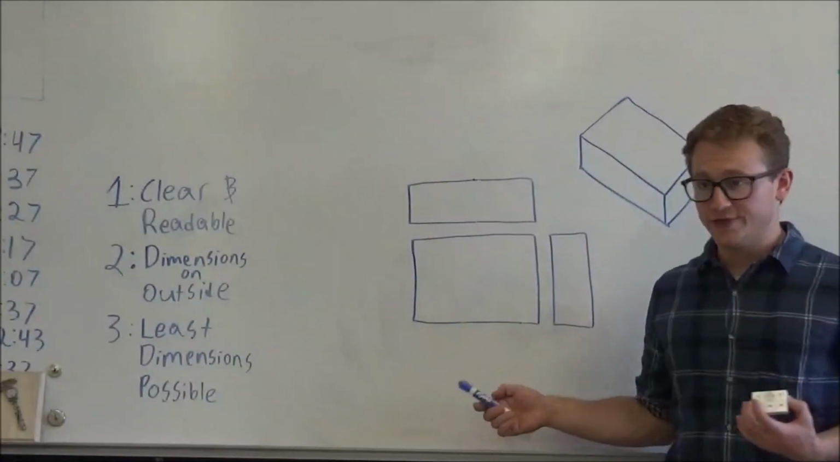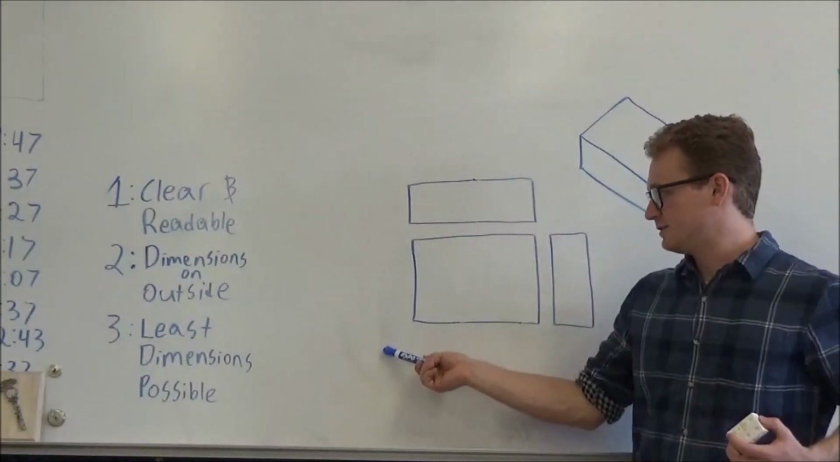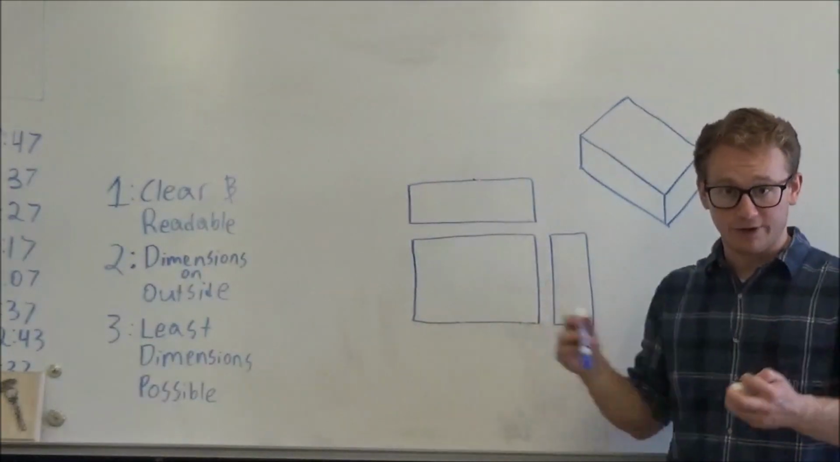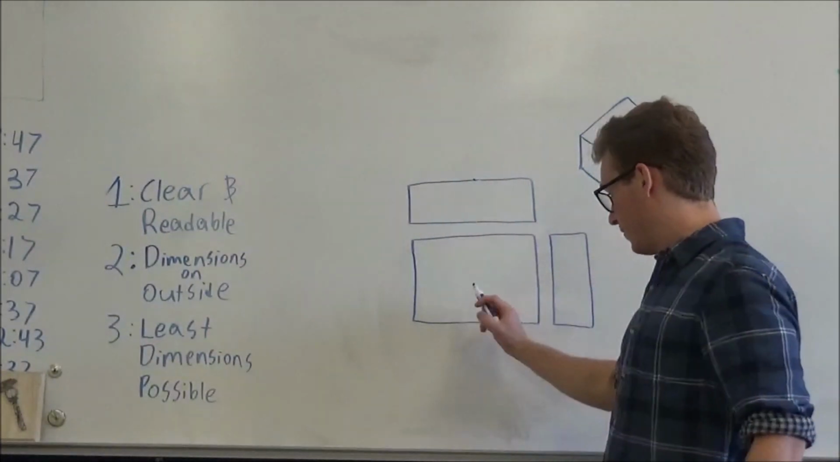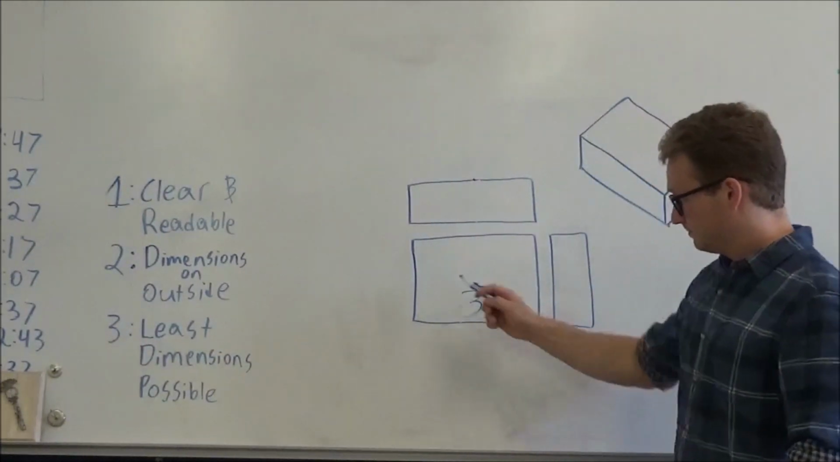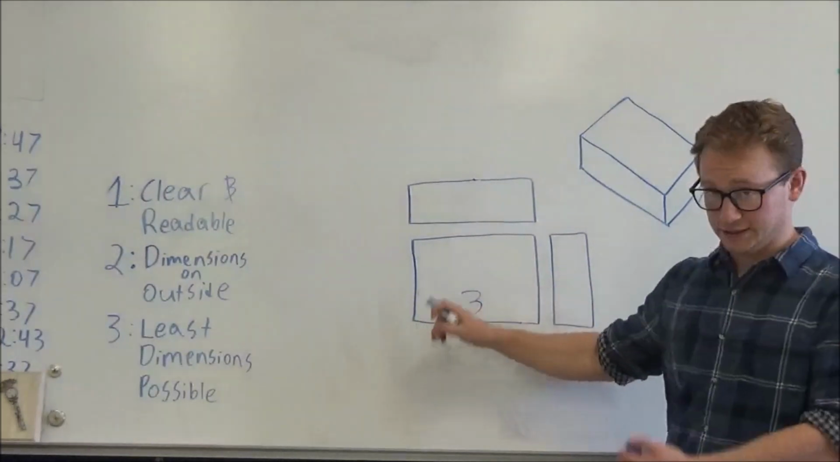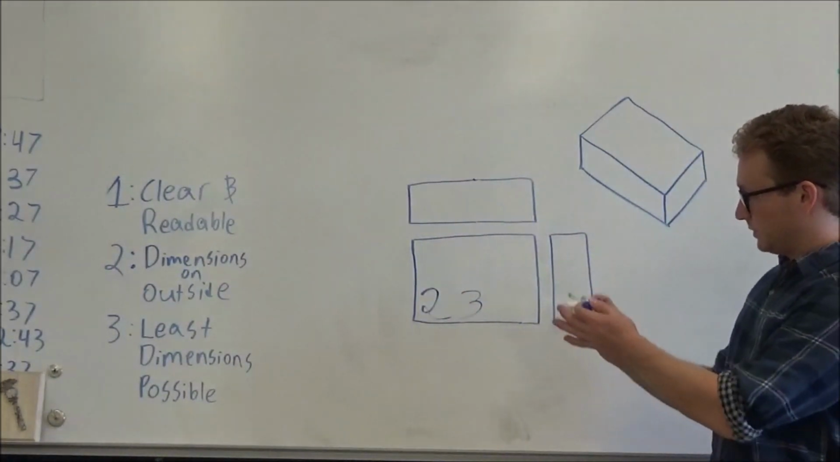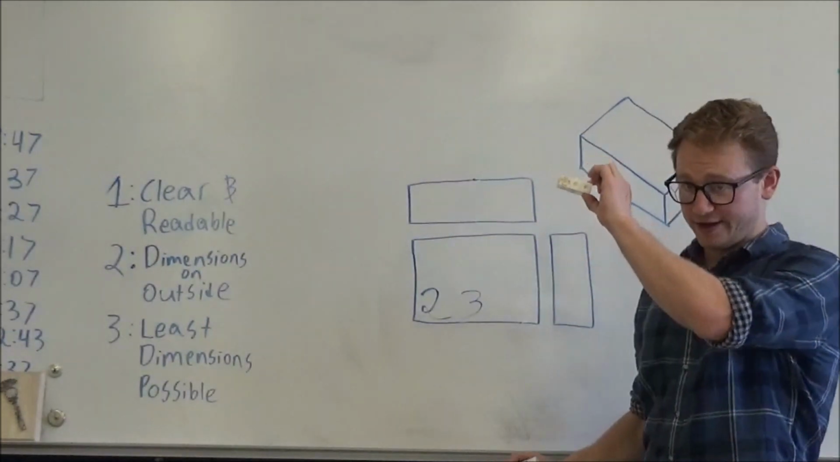We need to know three things. We need to know its length, its height, and its thickness. What's its length? It's 3 blocks long. So let's write a 3 right here. Not bad. What is its height? That's 2 blocks high. So let's write a 2 right there. Lastly, what is its thickness? Well, it's 1 block thick.